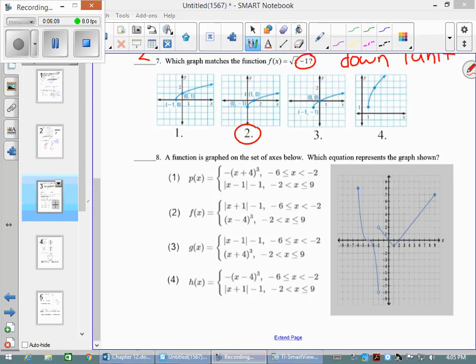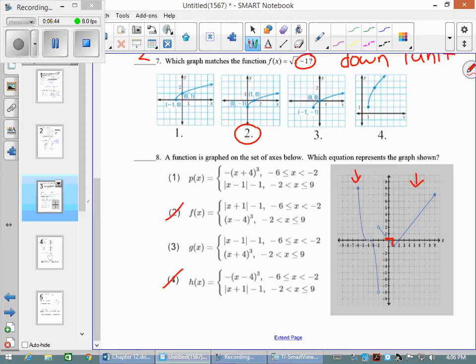So we see this graph here is our cubic, and this one here is our absolute value. So I'm going to look at our absolute value first. And so if I look at my absolute value graph, normally it'll start right here on the vertex. We should see we have a shift to the right 1 and down 1. So that would mean that we would have a negative 1 on the inside, because that's opposite, and a negative 1 on the outside. So we could eliminate choices 2 and choice 4.